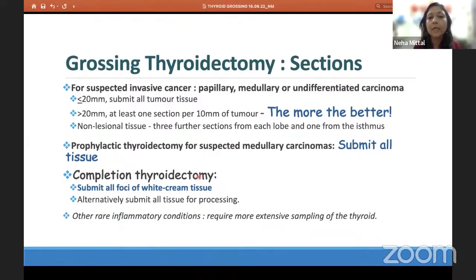Completion thyroidectomy in a known case of malignancy, submit all foci of white cream tissue. It is better to submit all tissue for processing if possible in your lab, but definitely submit all white cream tissues. Other rare inflammatory conditions may also require extensive sampling of the thyroid to look for small foci of incidental malignancies.